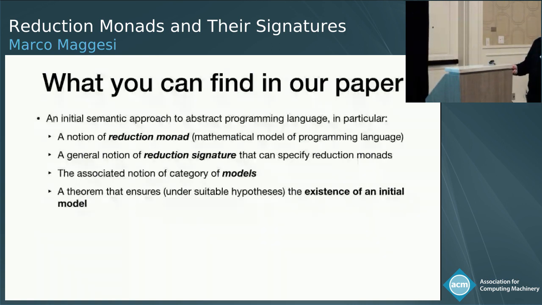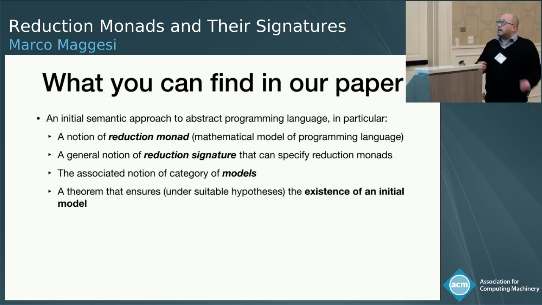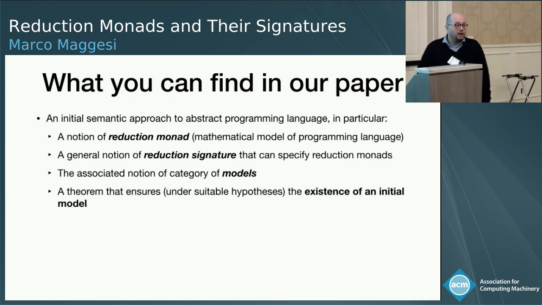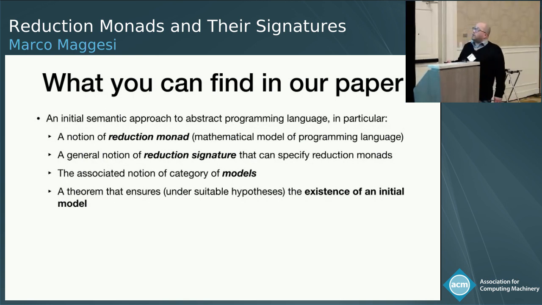In our paper, you can find a notion of reduction monad, which is the mathematical abstraction of programming language. And also you can find a general notion of signature for reduction monad, which allows you to specify all the aspects of your language. So constructions, like application and abstraction, and equations, if you need equations, and also reductions to specify the steps of the computation.